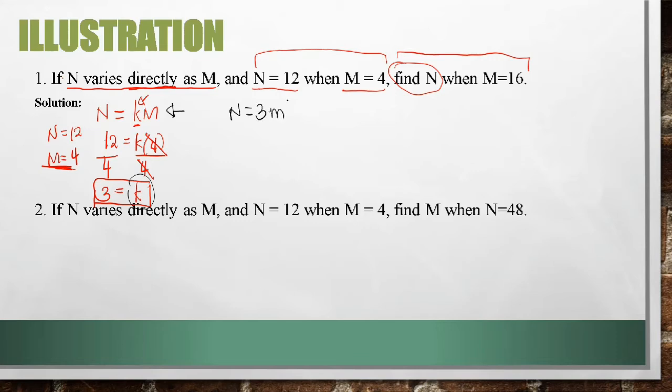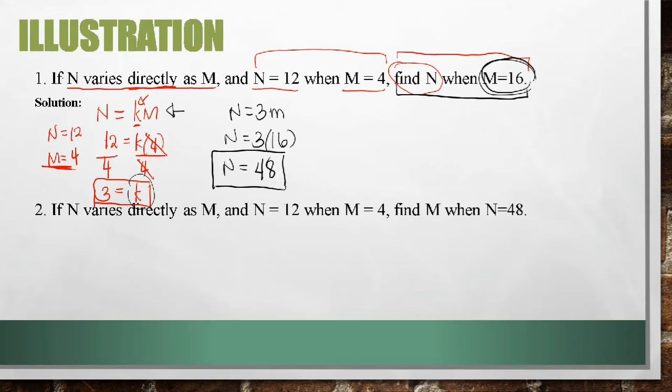Using this equation of variation, we can now find the value of n when m is 16. So we are going to substitute only the value of m, which is 16, to the equation of variation that we have. So n is equal to 3 multiplied by 16, and n is equal to 48. So the value of n is 48. This is how we solve the direct variation.